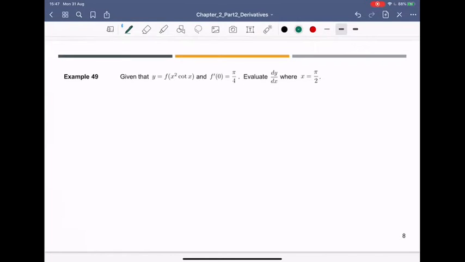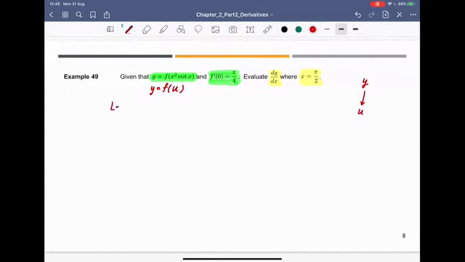So let's look at this question. Let's start: I have y equal to f of this function, and I have f prime 0 equal to pi over 4. I want you to calculate dy by dx where x equals pi over 2. Doesn't look hard to me. So let's start by looking at y, right? And you know that y is a function of that thing. I am going to replace this thing by u. So y is a function of u.